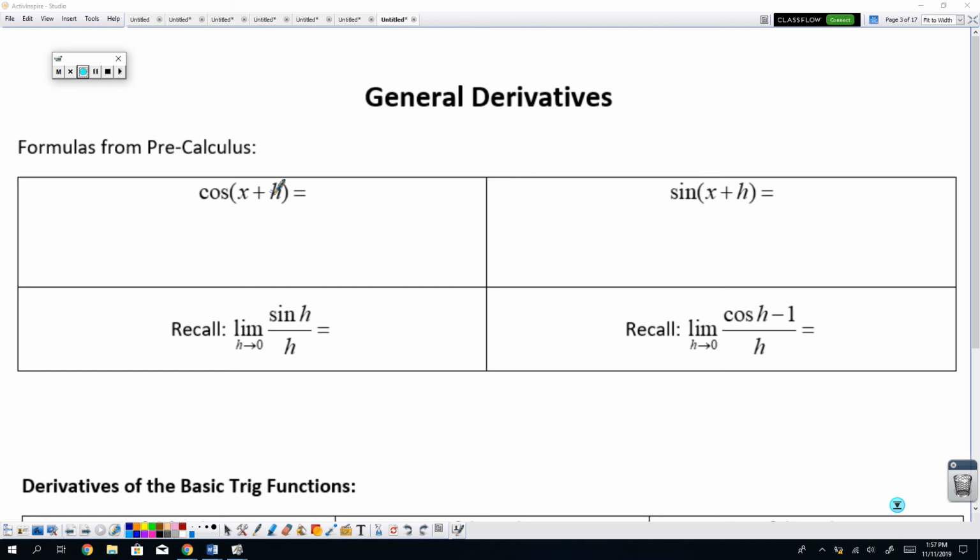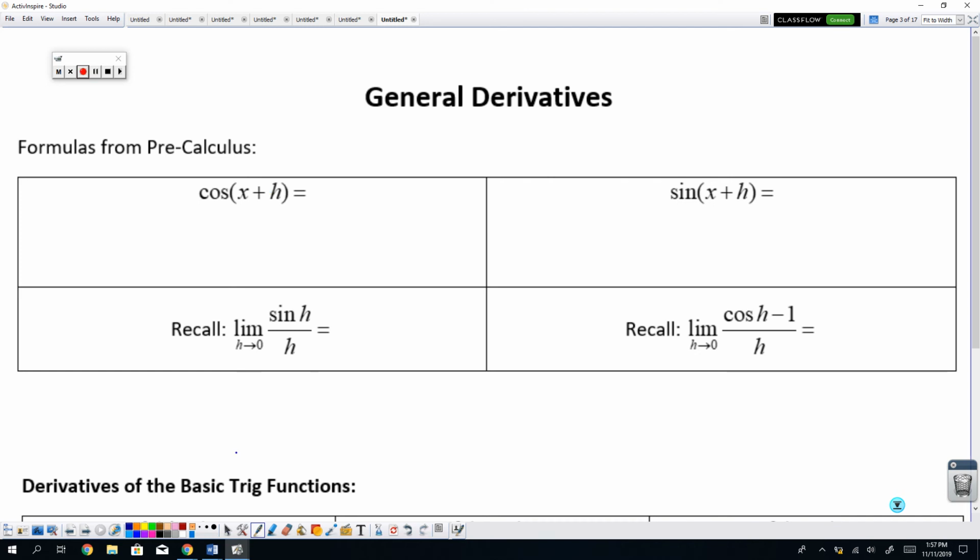Alright, so we're going to go ahead and get started with the general derivatives notes. So some formulas from pre-calculus. I'm going to tell you right now that you in no way, shape, or form need to have these memorized. So what I would do is I would Google them. You can Google cosine of x plus h and it'll give you like 5 million formulas that you could write down. But we only need one of them.